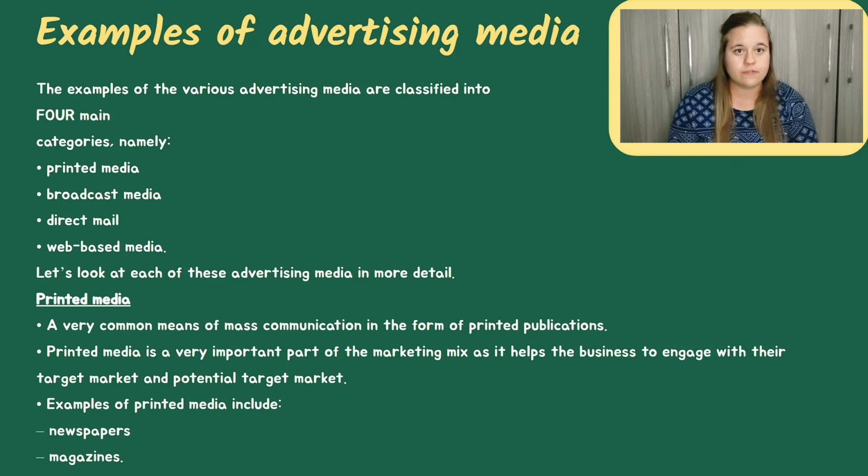Then we have examples of advertising media. I've mentioned a few of them during this video, but here's a few more. So they are in 4 categories. So we have printed, broadcast, direct, and web-based media. Okay, printed media is a very common means of mass communication in the form of printed publications. Printed media is a very important part of the marketing mix as it helps the business to engage with their target market and potential target market. Examples include newspapers and magazines.